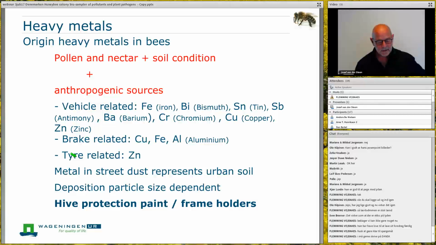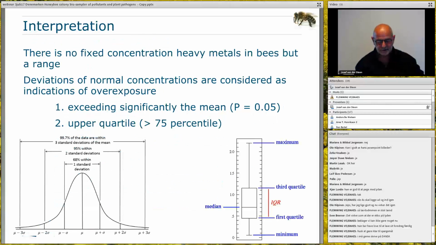On the other hand, we also know that when you analyze the soil and have a lot of a certain metal in the soil, you also find it back inside the flowers and inside the bees. Then you come to the interpretation, because every bee that you analyze has a certain amount of heavy metals, part of which is normal, but when is it not normal anymore?